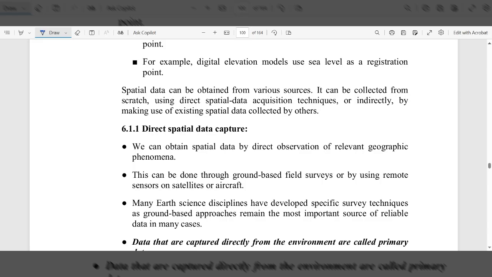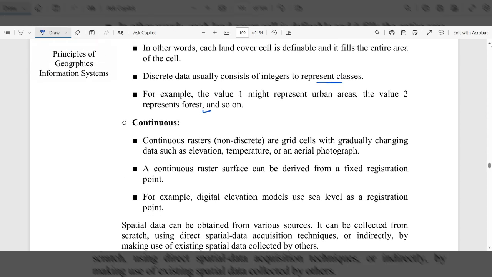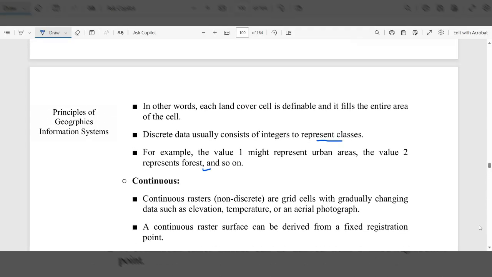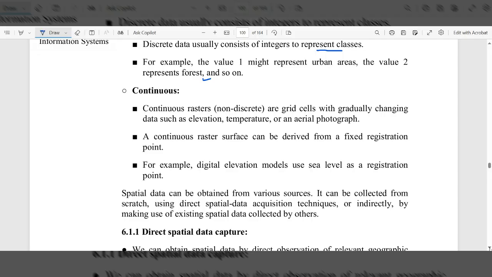Well, so next concept is continuous raster system. So it is non-discrete or grid cells with gradually changing data such as elevation, temperature, or aerial photographs. Right. So continuous raster surface can be divided from fixed registration point. Okay, for example, a digital elevation model uses the sea level as a registration point.